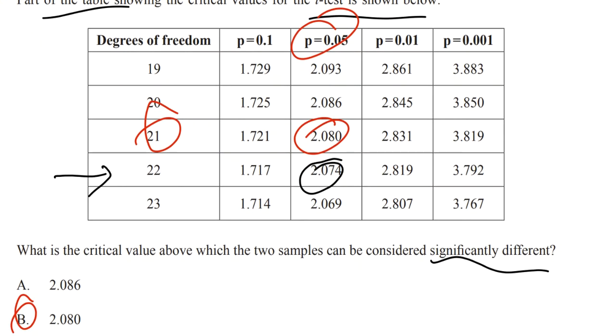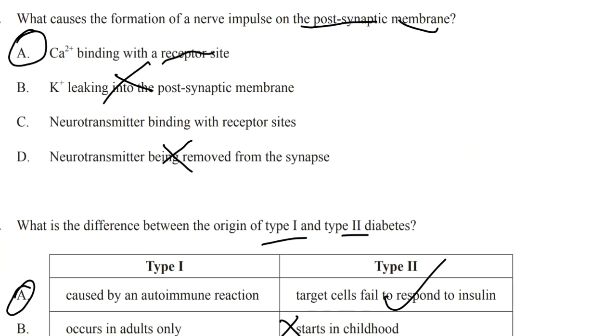What causes the formation of a nerve impulse on the postsynaptic membrane? I thought it was a neurotransmitter binding with receptor sites. But the formation of the nerve impulse at the start, I think, is to do with Ca2+, and I don't think they bind to receptors. I think the flooding of Ca2+ actually causes threshold potential to be reached, which then triggers the opening of sodium channels and the continuation of the nerve impulse. So A would have been incorrect and C is the correct answer.